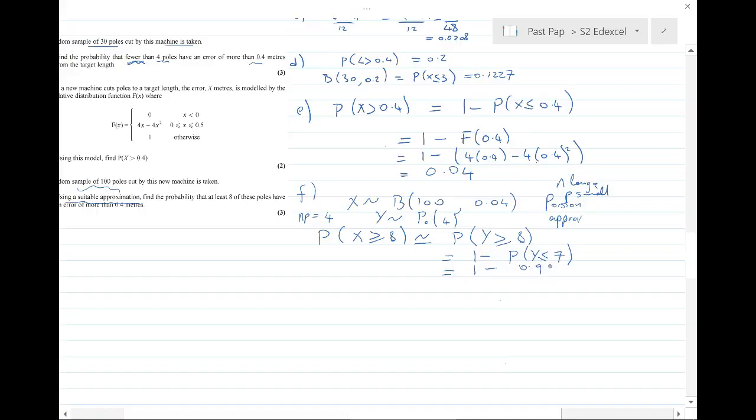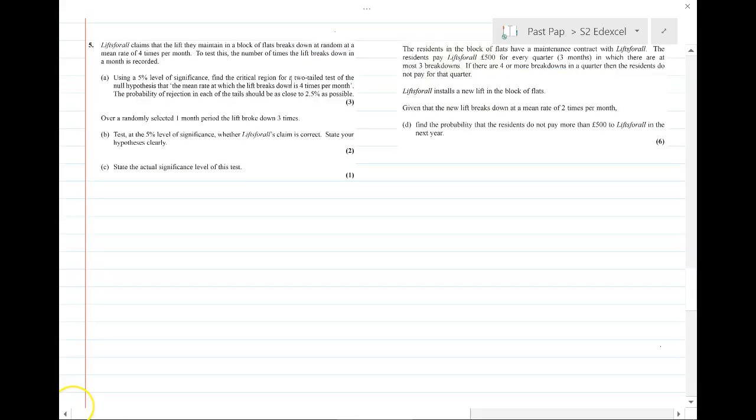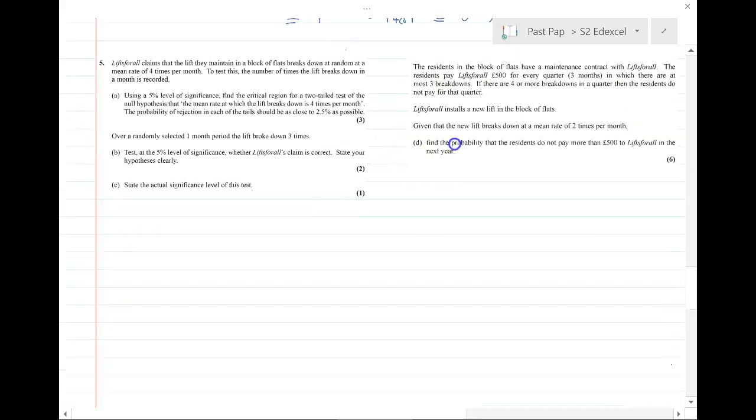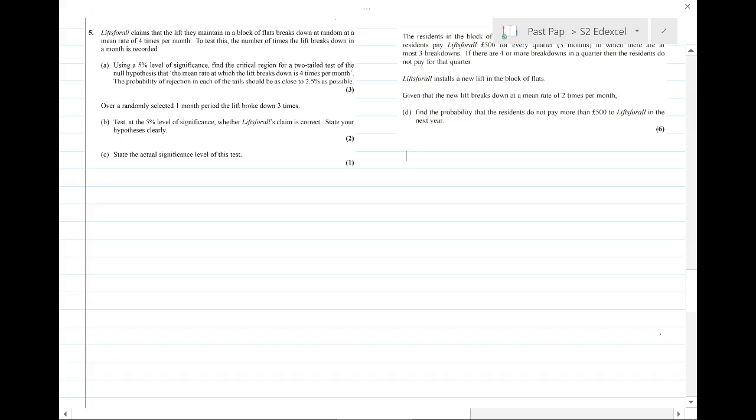Okay, so that's that question done. Let's have a look at question 5. The first part of 5 is a significance test, or it's talking about finding a critical region. So we're just being asked for the critical region, so we don't have to do the full process of stating H0 or whatever. But it's clearly Poisson 4 because, well, there's no confusion there. It's Poisson 4 times a month. And it's a two-tailed test.